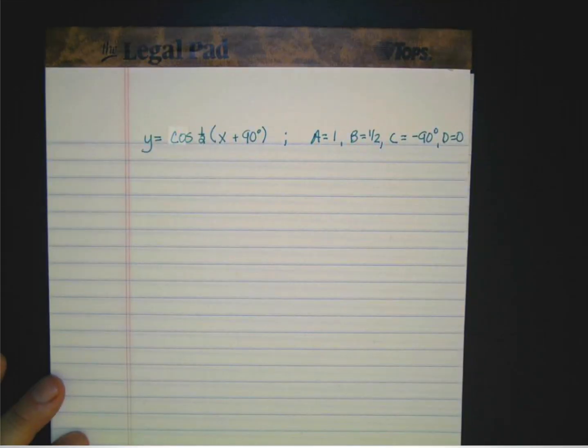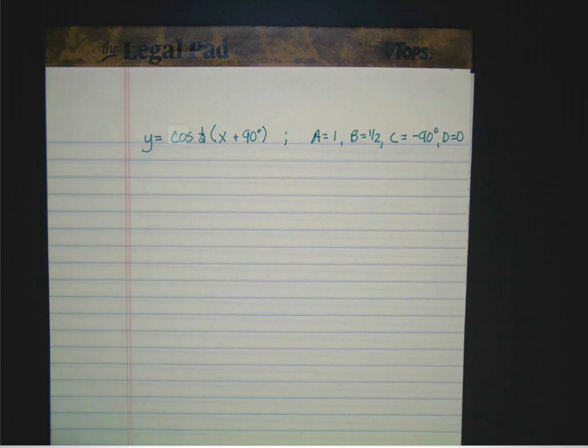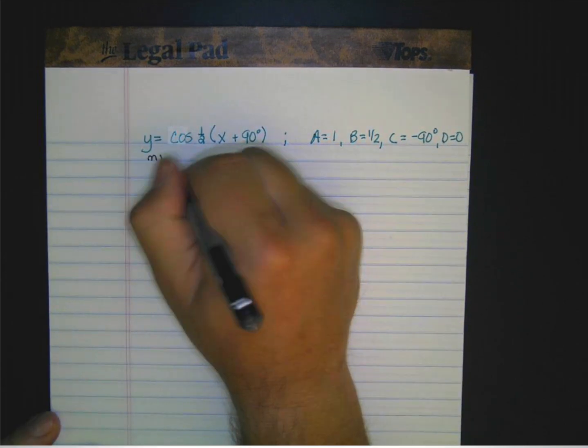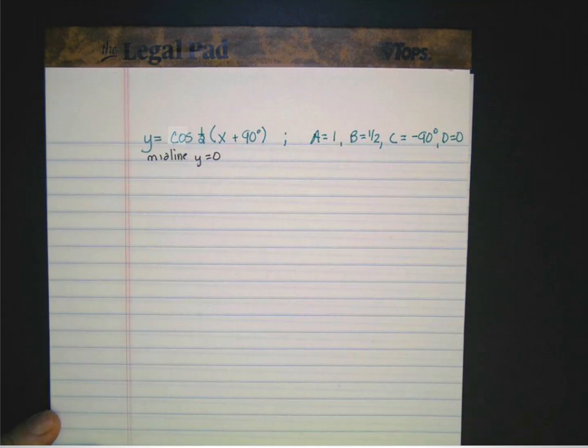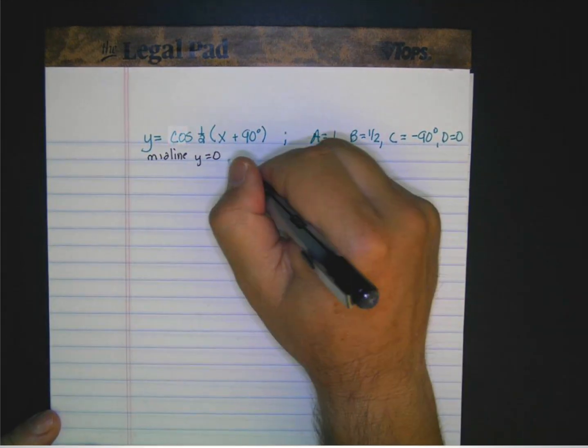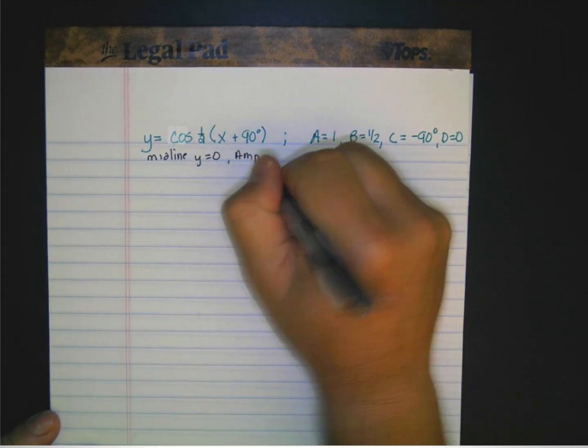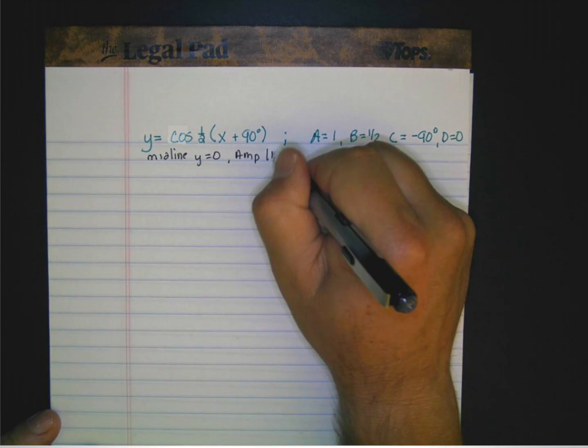All right, so midline. Don't worry, the next one I'm going to change the midline. Midline is y equals 0. That makes it nice. All right, amplitude. Absolute value of 1, which is 1.